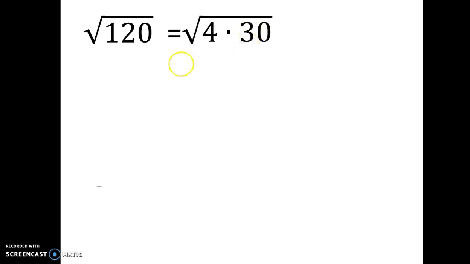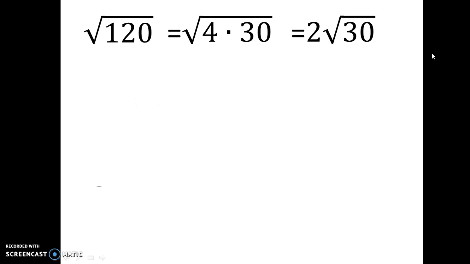Well, that one, 120 can be broken into 4 times 30. 4 is a perfect square, and the square root of 4 is 2. So the 30 remains in there, the 2 comes out because we can take the square root of 4. 30 doesn't break down any further into perfect squares. Like 6 times 5 makes 30, or 2 times 15, or 3 times 10, but none of those are perfect squares. So we leave that as it is.